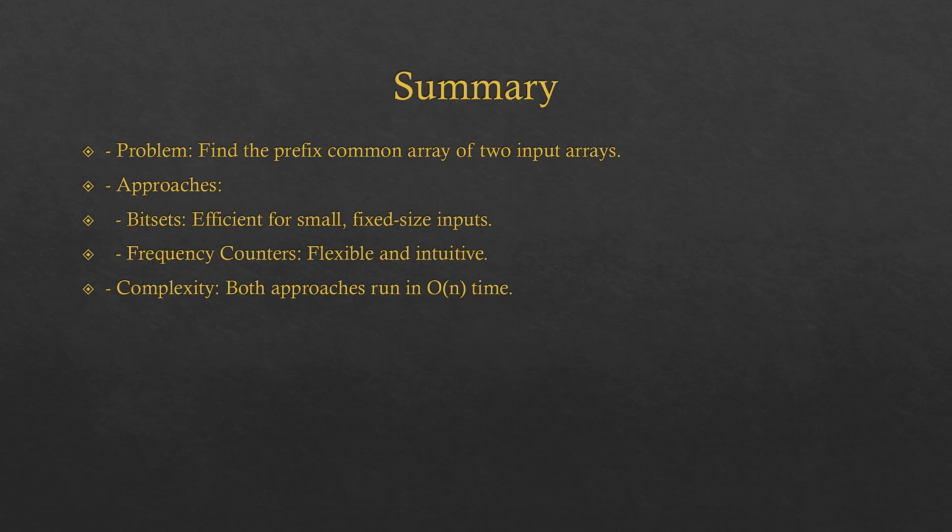In summary, we explored the problem of finding the prefix common array for two input arrays. We examined two efficient approaches, the first using bit sets and the second using frequency counters. Both approaches have their strengths and the choice depends on the problem context. Both methods achieve optimal time complexity, demonstrating the power of algorithmic problem solving.